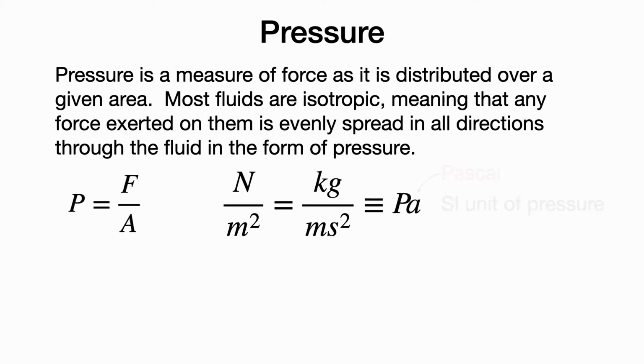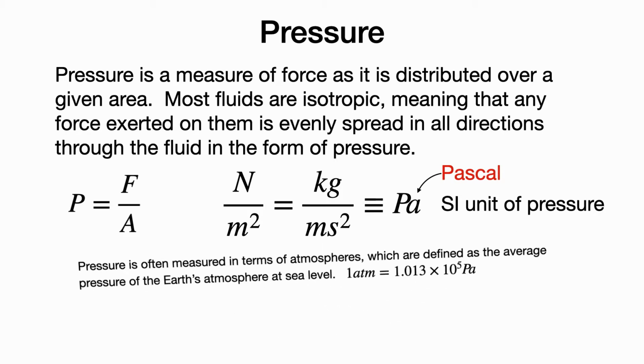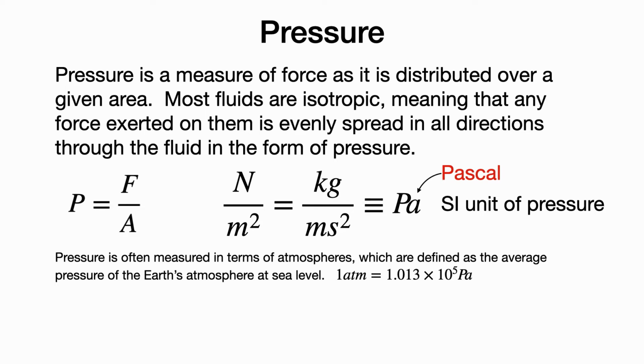In our scientific units, the units of pressure are given in terms of pascals. These are newtons per meter squared or kilograms per meter second squared. But again, we use the name Pascal and abbreviate it with capital P lower a as the symbol for the unit. Now, pressure is often measured in terms of atmospheres, which are defined as the average pressure of Earth's atmosphere at sea level. And 1 atmosphere is approximately 1.013 times 10 to the 5th pascals.